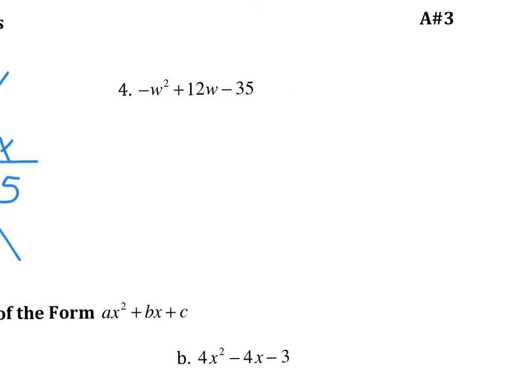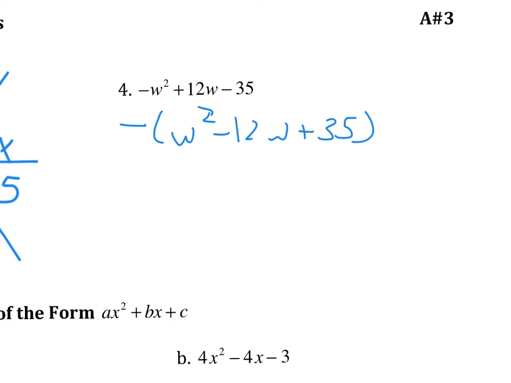step was to factor out anything that's a GCF, including a leading negative, if there is a negative in the front. So I'm actually going to factor out the negative to begin with, which means I get negative 12w and positive 35. So I'm going to factor out the leading negative.